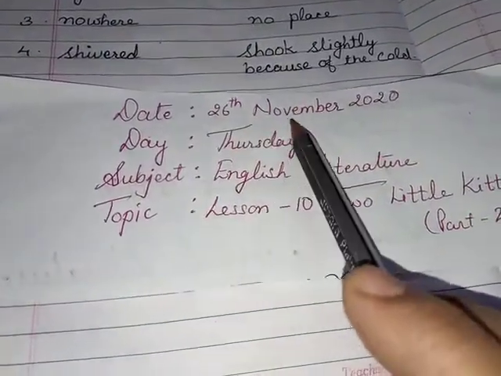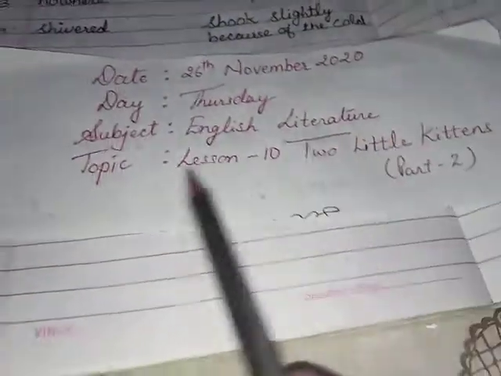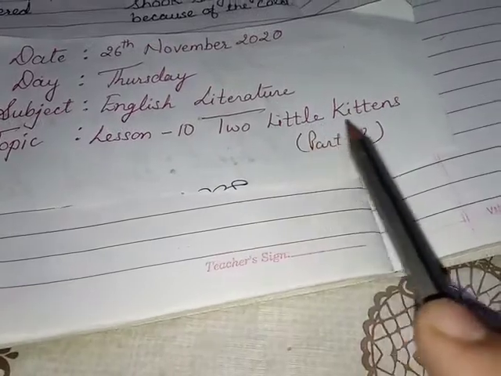Today's date is 26th of November 2020. Day is Thursday. Subject is English literature and our topic is lesson number 10, Two Little Kittens Part 2.